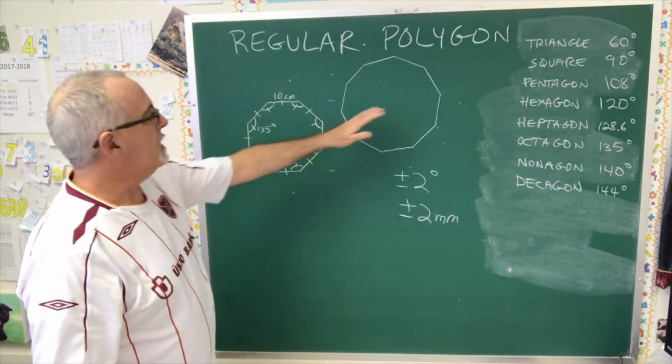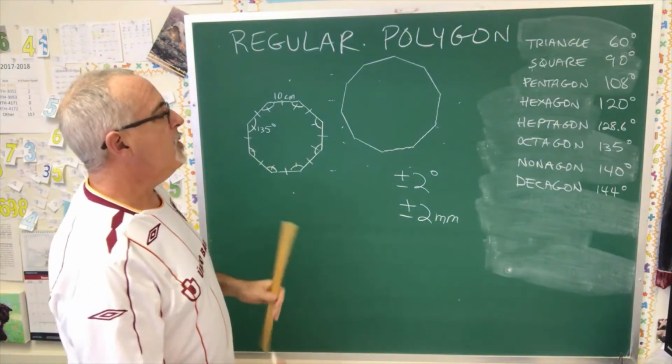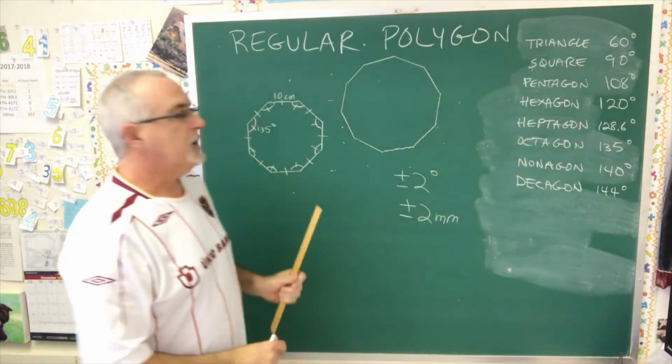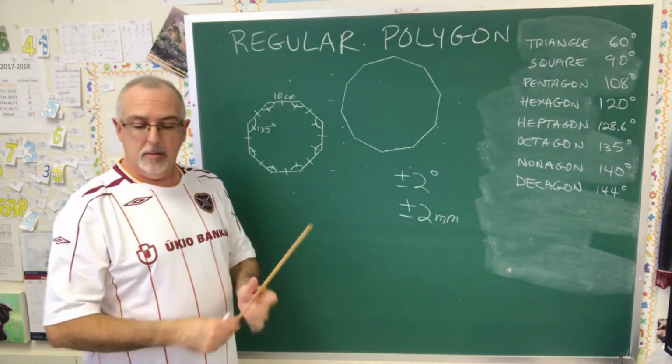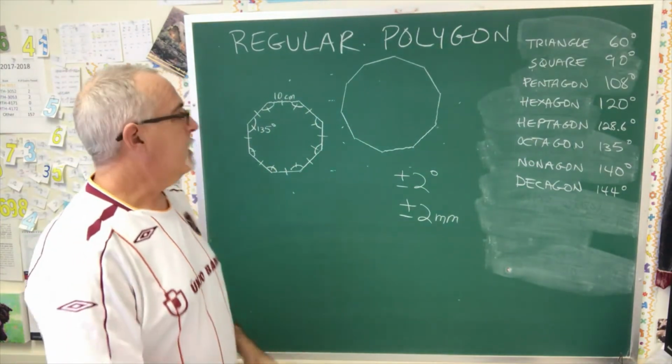Okay, so we've drawn a decagon, we've drawn an octagon. I want to draw a heptagon, and that's what I'm going to do next. But I'm going to stop talking because I'm going to start doing it with fast motion.